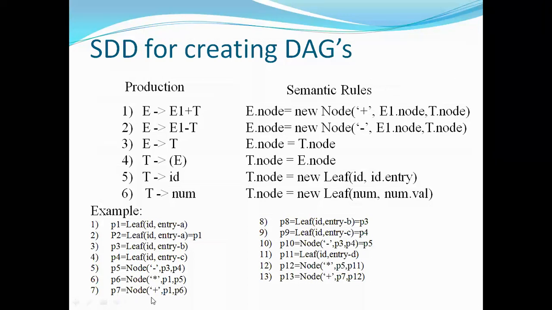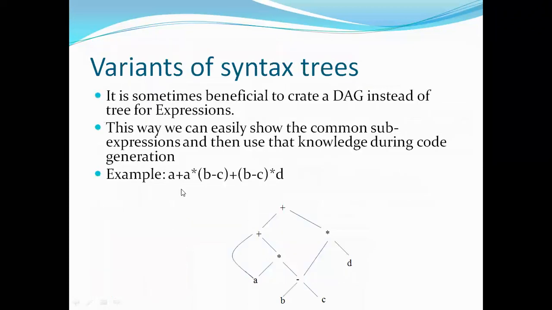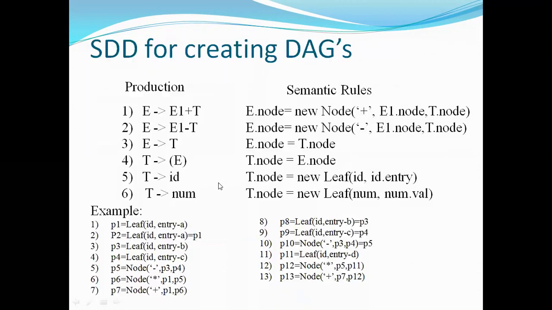And what is P7? P7 is A plus A into B minus C. Already this A into B minus C was stored in pointer number P6.